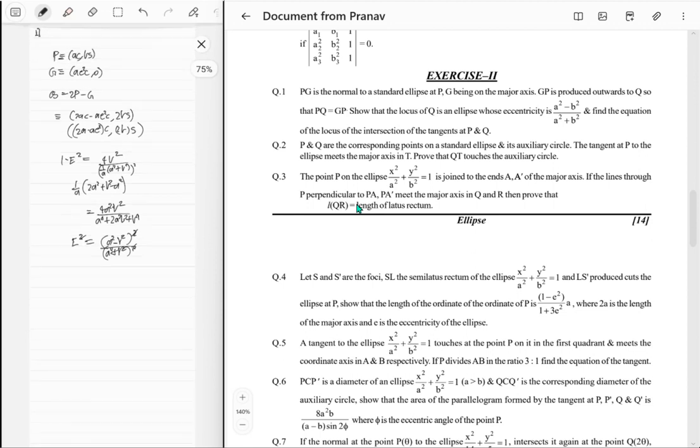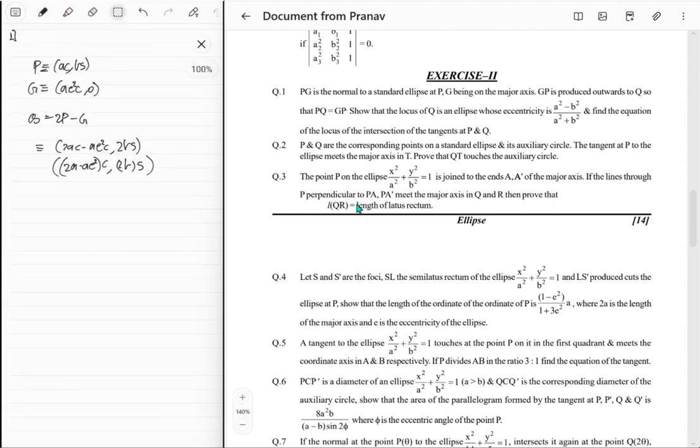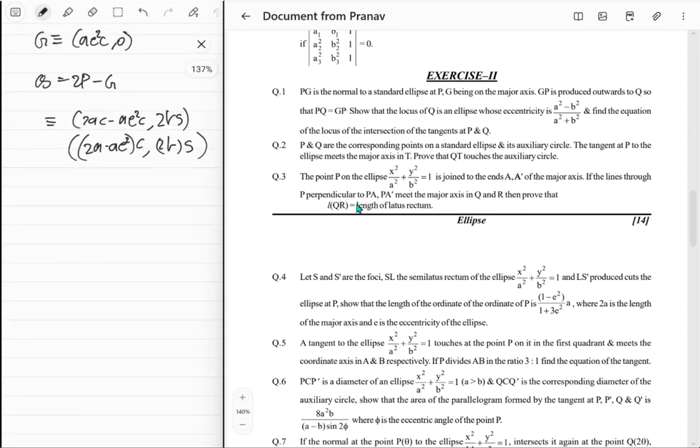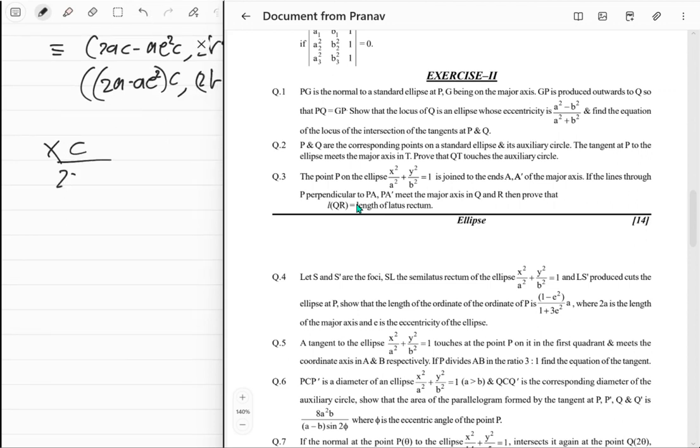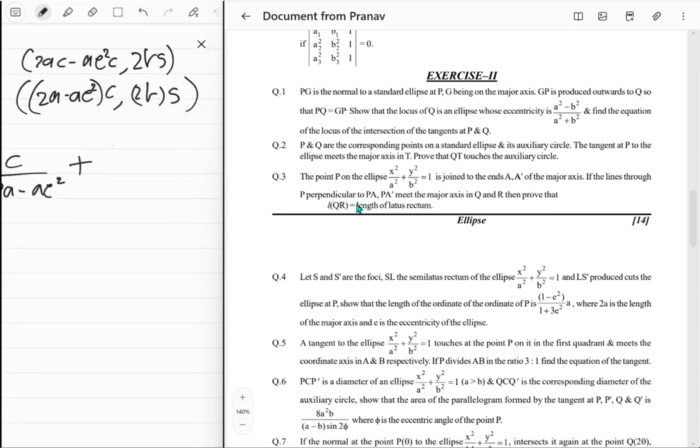Okay, just keep on going. We have to figure out the equation now. Okay, I hate this. So it's going to be x cosine theta upon a, so that's x cosine theta upon this quantity 2a minus a e squared, and then plus y sine theta upon this quantity, right?